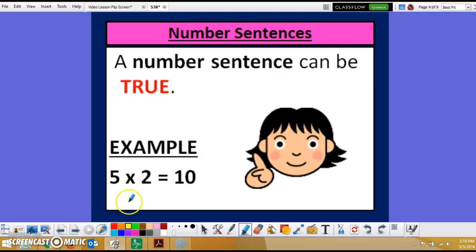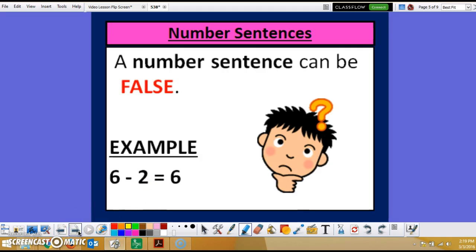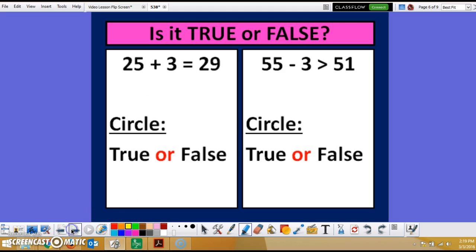A number sentence can be true. 5 times 2 certainly equals 10. It can also be false, 6 minus 2 equals 6, but typically you're trying to take numbers and information you know and create number sentences or solve for number sentences.